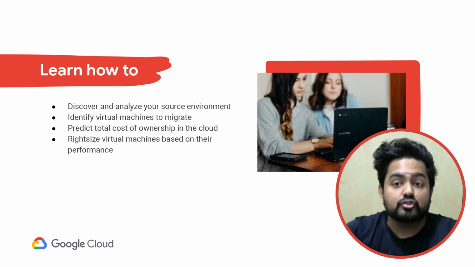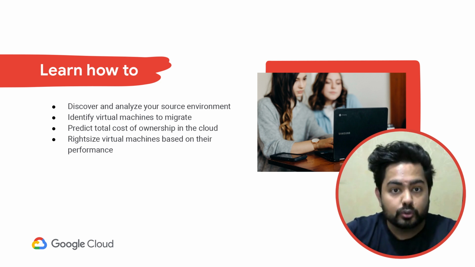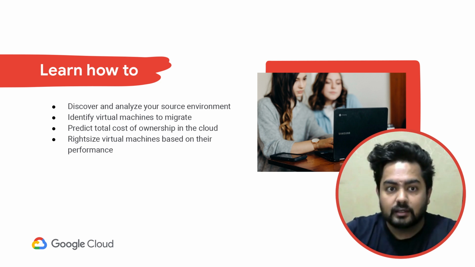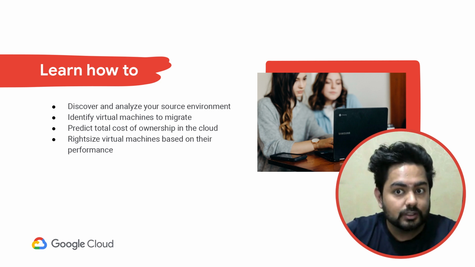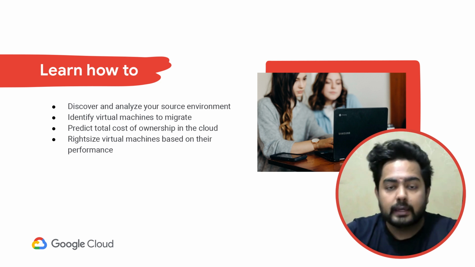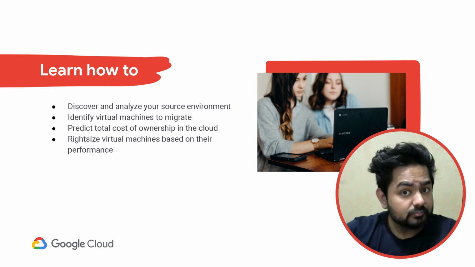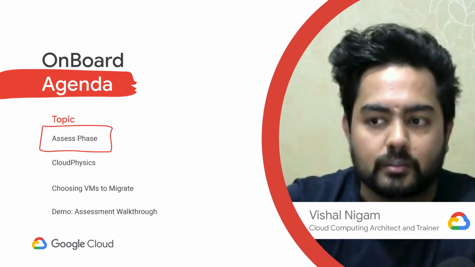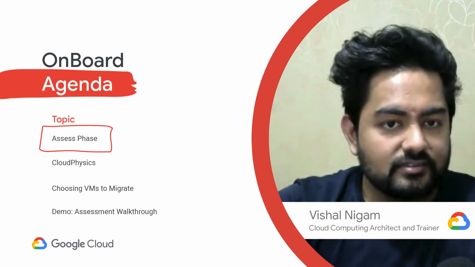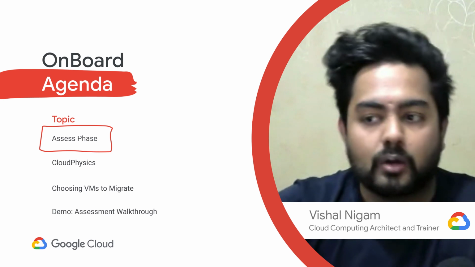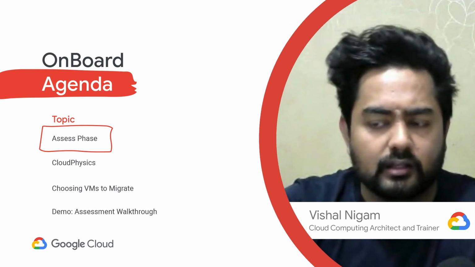It will allow you to understand how you will predict the workload, the total cost of ownership that we spoke about in the previous slides, and what it would take to run a virtual machine on the cloud. It will also allow you to understand how to optimize your cloud bill by providing virtual machine recommendations. In this module, we're going to talk about the assess phase. We'll talk about CloudPhysics, which is an automation tool. We'll talk about how to choose VMs to migrate, with a final demo.